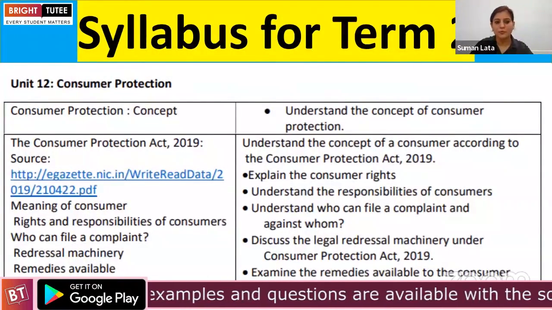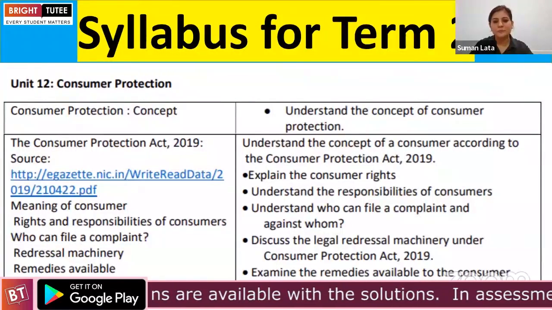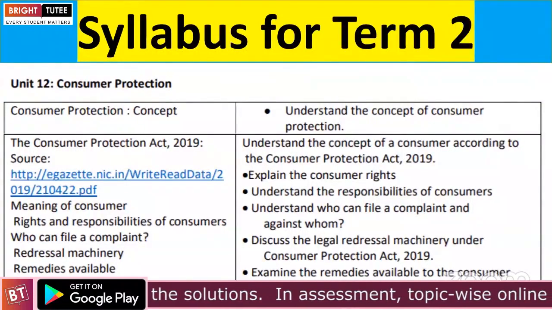Jitin sir, will we forward this PPT to our members so that they can provide? Yeah, ma'am, I am sharing it on the chat box right now.